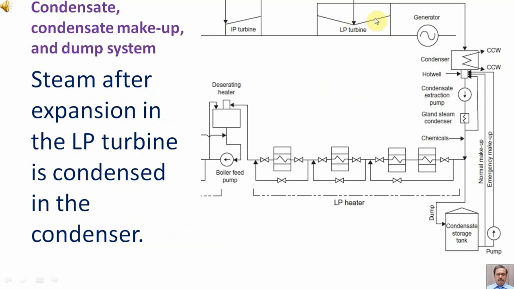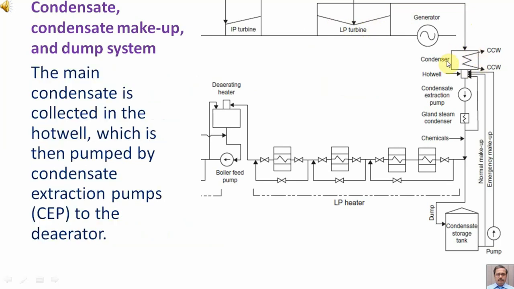Steam after expansion in the low pressure turbine is condensed in the condenser. The main condensate is collected in the hot well, which is then pumped by condensate extraction pumps to the deaerator.